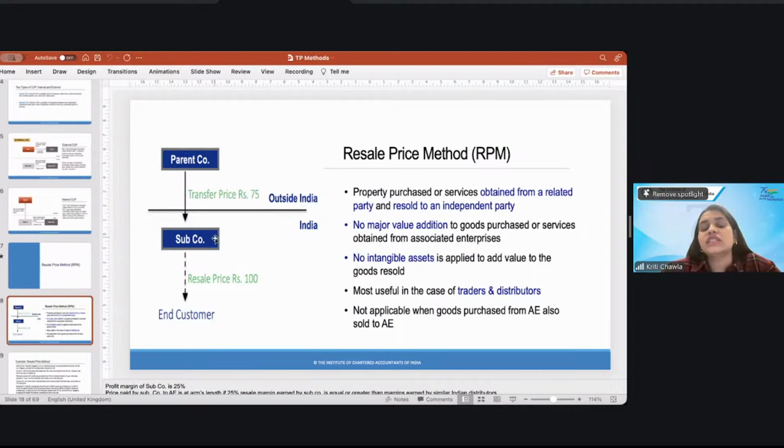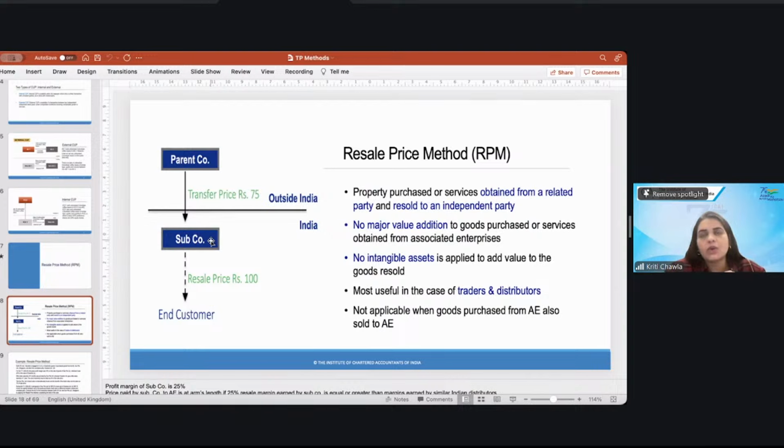You can either justify 75 rupees. Alternatively, what you can do is calculate the profit margin at the subsidiary company level. The profit margin in this situation is 25%, and you have to justify that 25%, which is the price paid by the subsidiary company, is at arm's length. And this will be true if the profit margin earned by the subsidiary company is either equal to or greater than the margins earned by similar Indian distributors. This is what the resale price method talks about.